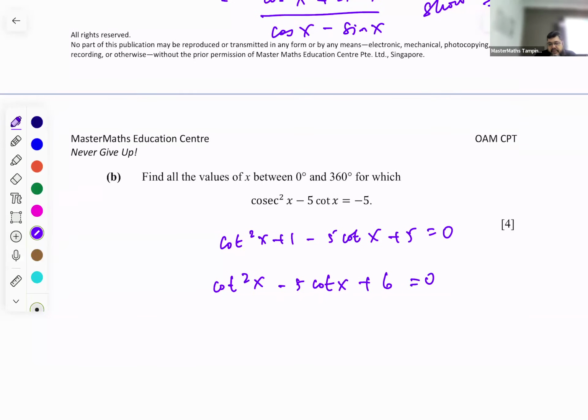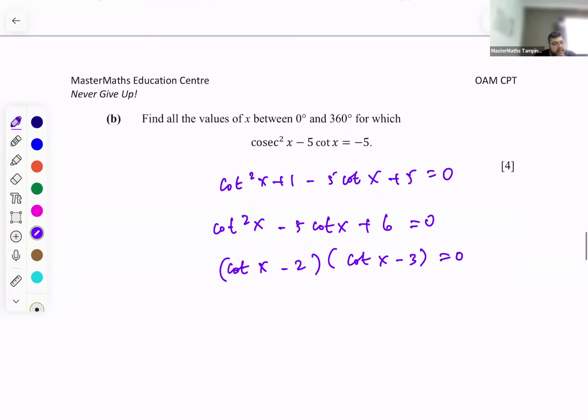Can you factorize this? You should be able to factorize. So you have cotangent x, this is 5, so it's minus 3 and minus 2. Am I right? Minus 3 and minus 2. So cotangent x minus 2, cotangent x minus 3 is equal to 0. Therefore, cotangent x is equal to 2 or cotangent x is equal to 3.